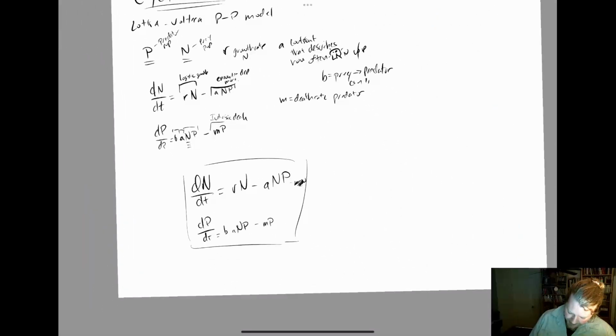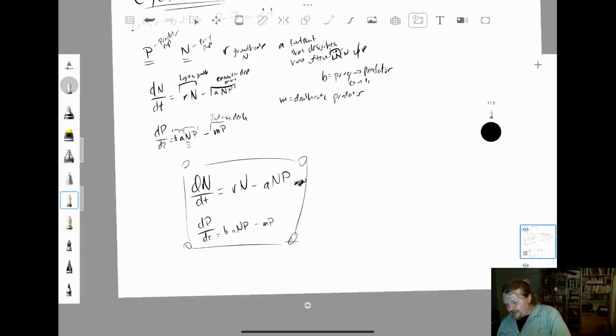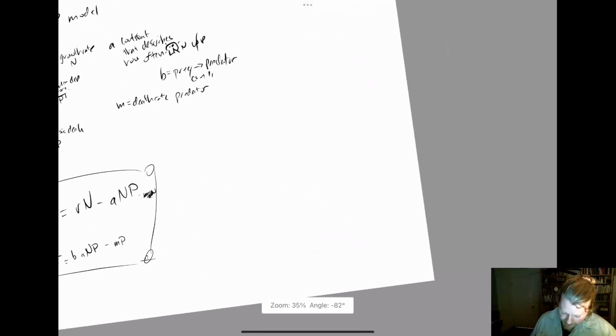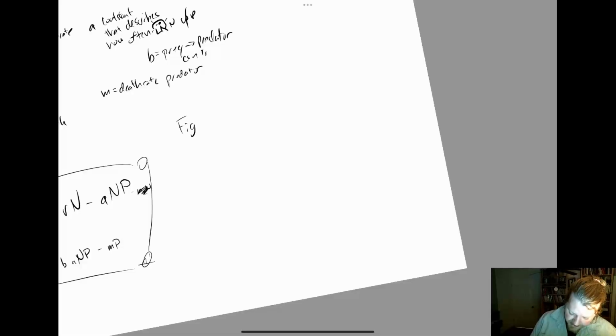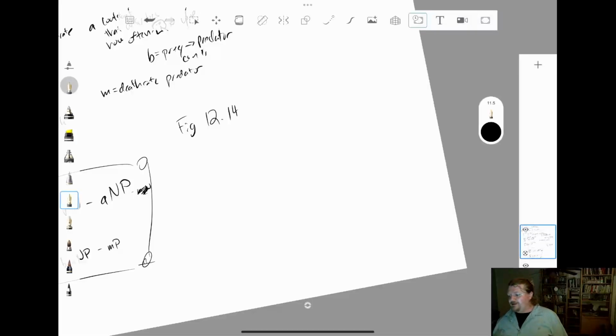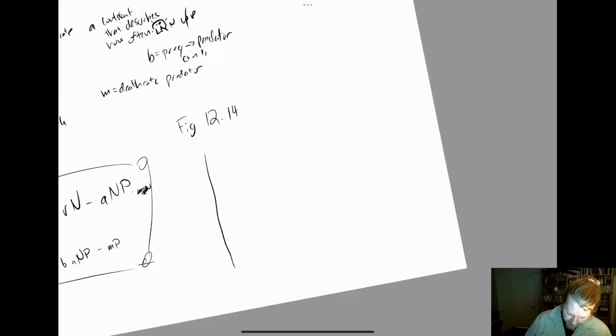So what's cool about this system of equations, and we're not going to do all the math to show it, is that it leads to cyclical patterns in population dynamics, right? This is figure 12.14 in your book. I'm going to draw it by hand, but you should be intimately familiar with figure 12.14. I'm going to do my best to explain it simply, but I want you to think through understanding 12.14A, 12.14B, 12.14C. And this is the kind of thing that explains why there are cycles here, right?